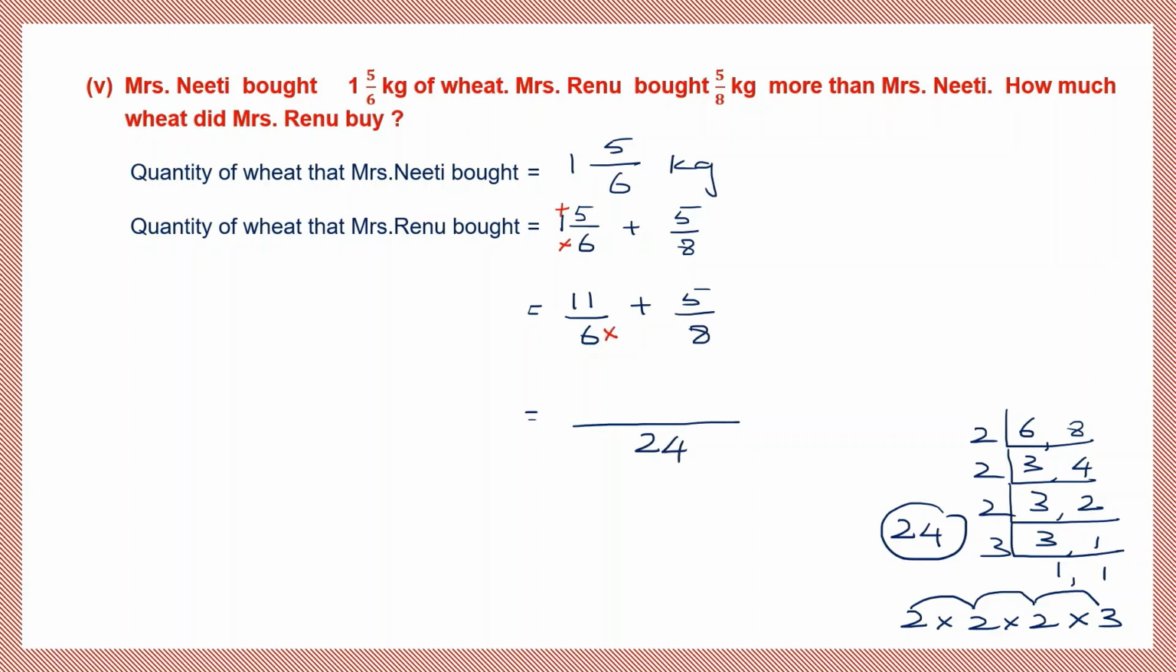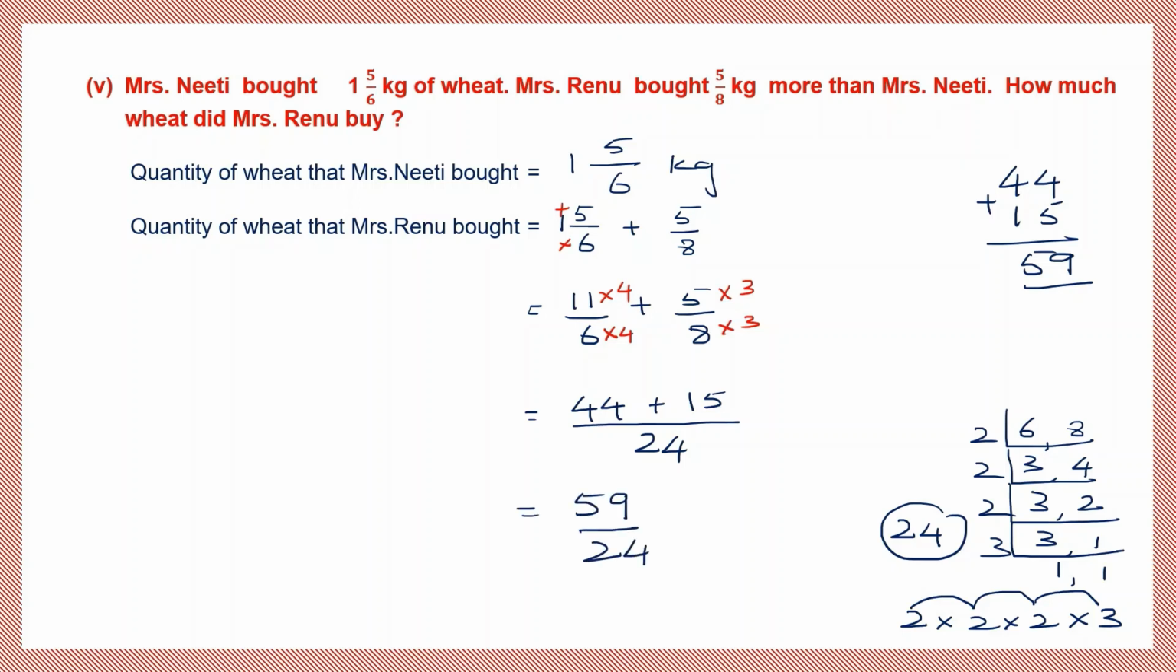Now 6 4s are 24. So 11 4s are 44 plus. Now going on to 8, 8 3s are 24. So 5 into 3. 5 3s are 15. Now we need to add up 44 and 15. 4 plus 5 is 9. 4 plus 1 is 5. So here we get 59 by 24, which is an improper fraction.